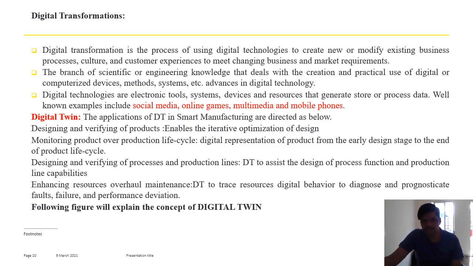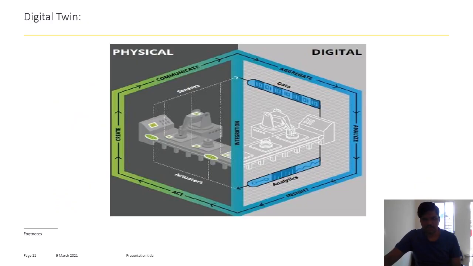Digital twin technology is being used in smart manufacturing, and what it basically does in smart manufacturing is it is used for designing and verifying of product. It monitors the product over the production life cycle and product life cycle, designing and verifying of processes and production lines, enhancing resource overhaul, maintenance, etc. So there is a figure which will explain that in a much better way when I click the next slide. So there you see the digital twin technology in a factory. It is under one roof.